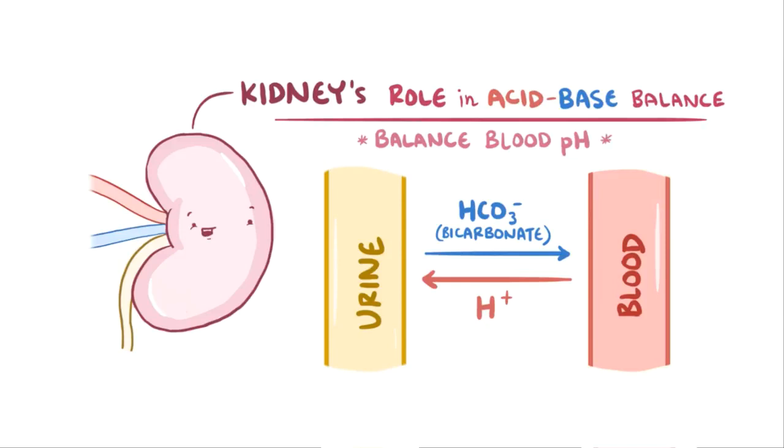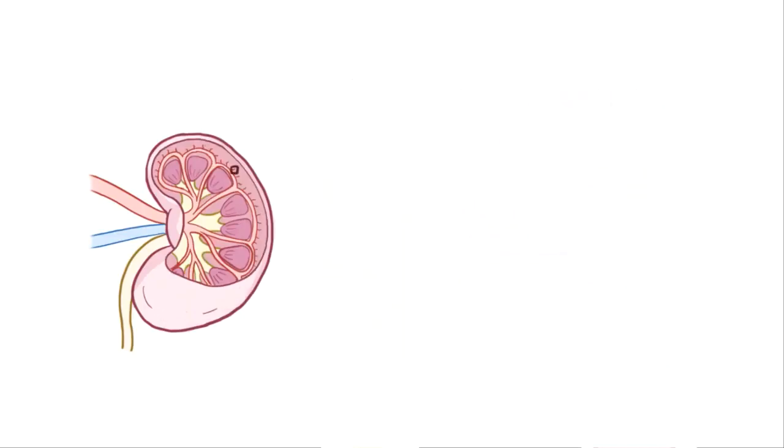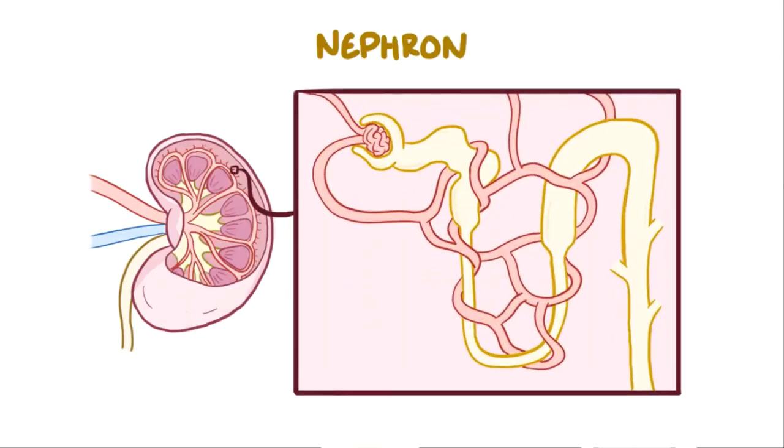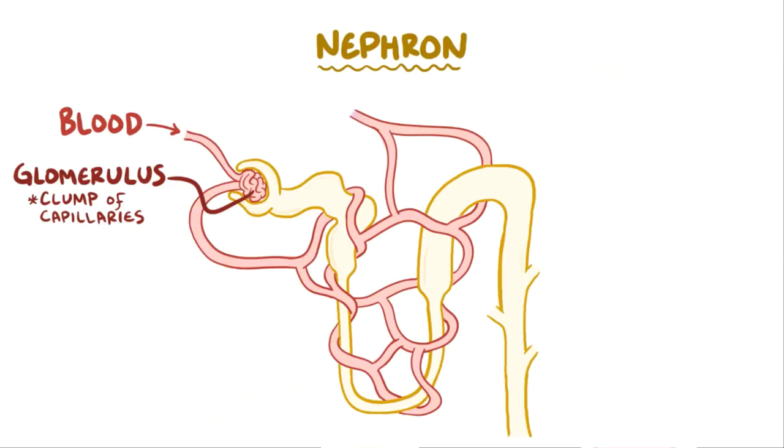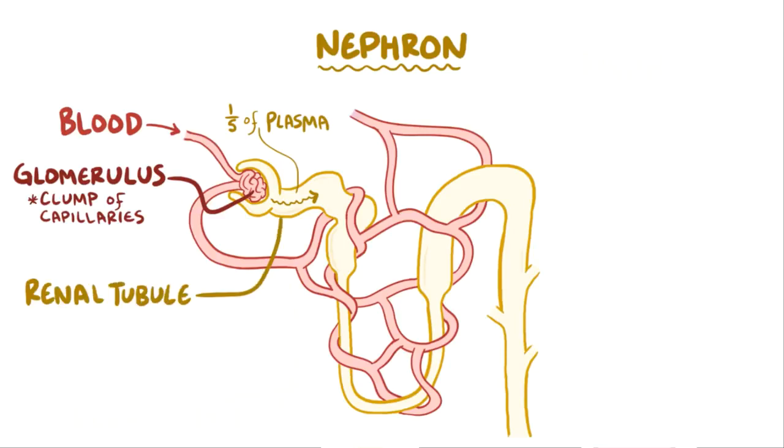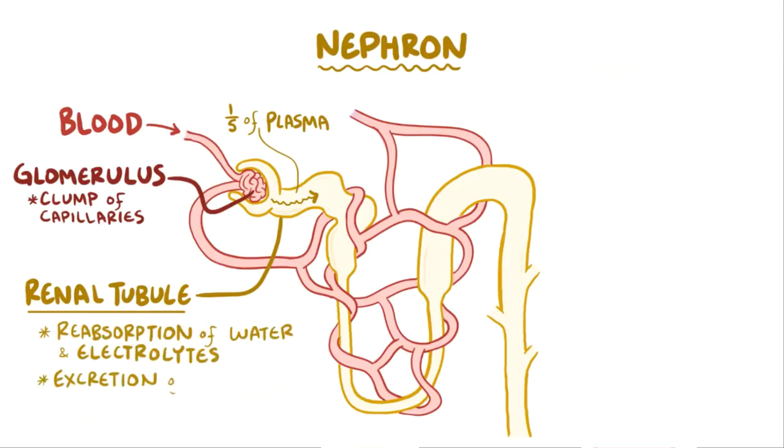Now, our kidneys filter blood continuously by distributing the blood that comes into the kidney to millions of tiny functional units called nephrons. Each nephron is made up of a glomerulus, or a tiny clump of capillaries, where blood filtration starts. When blood passes through a glomerulus, about 1/5 of the plasma leaves the glomerular capillaries and goes into the renal tubule. The renal tubules function to reabsorb the good stuff, like water and electrolytes, and leave behind the bad stuff, like waste products and acid.